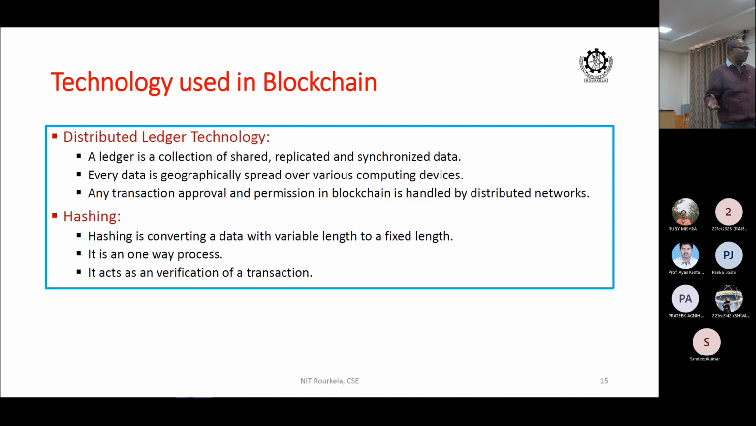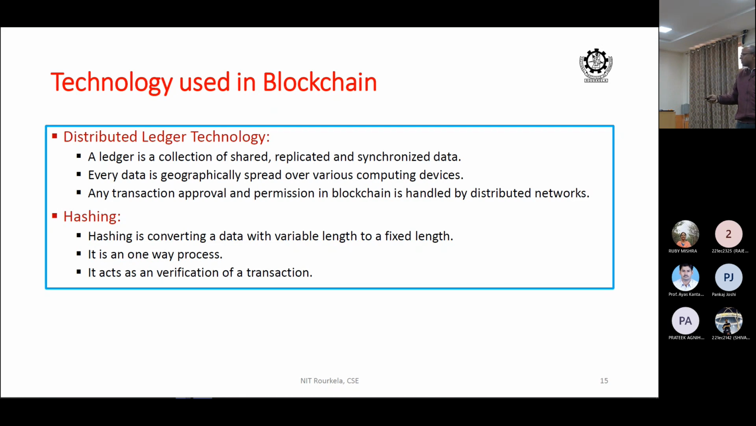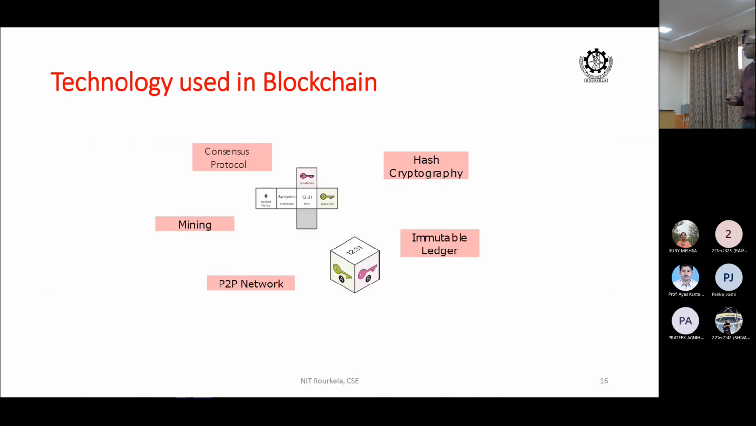So whether you use a hash of 256 or a hash of 128, it generates that number of bits. And hashing is a one-way process. It acts as a verification of the transactions. This also ensures integrity. Hashing also ensures that no transaction has been tampered with after it has been recorded in the blockchain. So these are the technologies that we use. Let's discuss them.